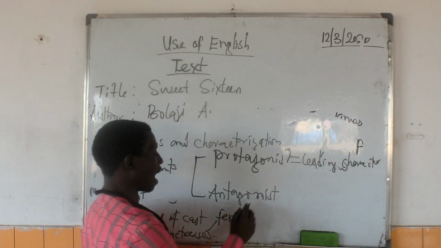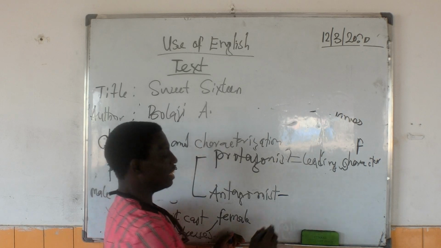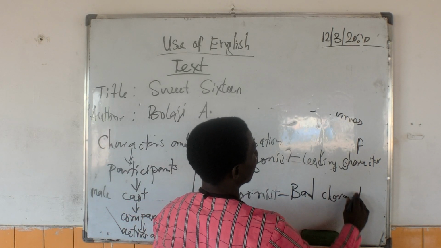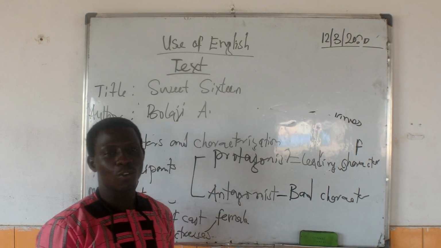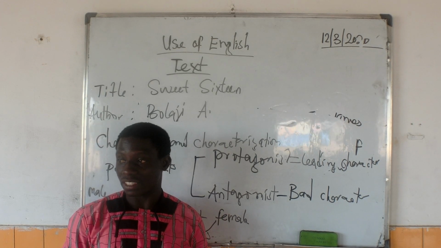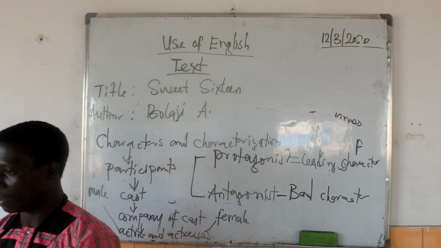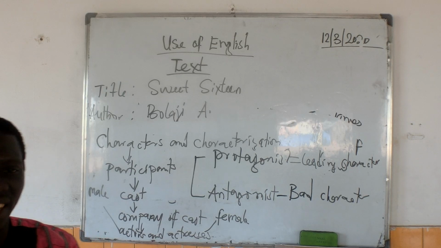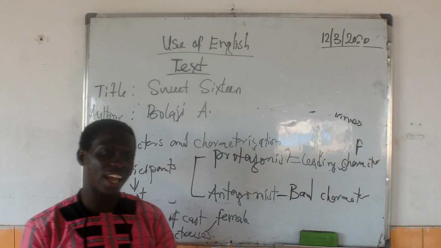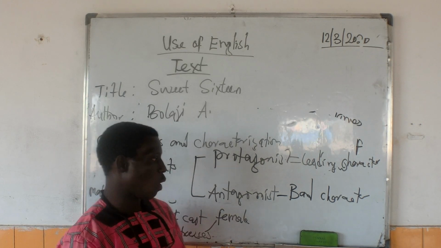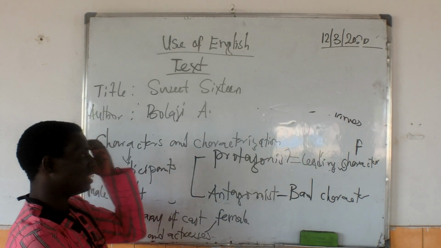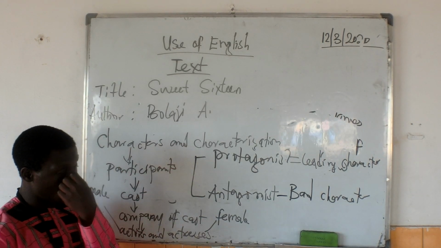Then we also have the antagonist. The antagonist is the bad man of the Chinese film, the bad character. The character that always looks for the downfall of other characters. They always try to create problems for other characters in the movie or in text or in any artistic work of art. It's what we call antagonist. It's an enemy. So these are the things I want us to bear in mind.